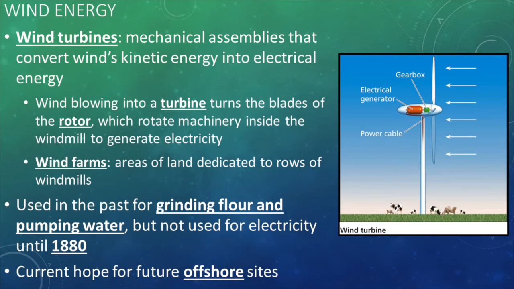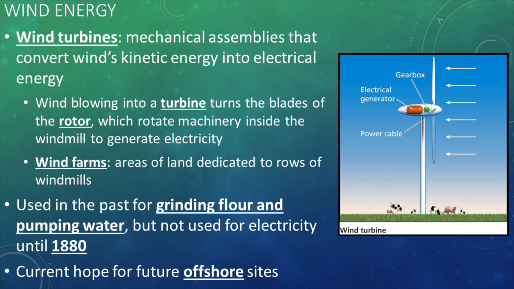Today's wind turbines have their historical roots in Europe, where wooden windmills were used for about 800 years to pump water, to drain wetlands and irrigate crops, and to grind grain into flour. It wasn't until 1880 in Cleveland, Ohio, that wind turbines were first built to help generate electricity.